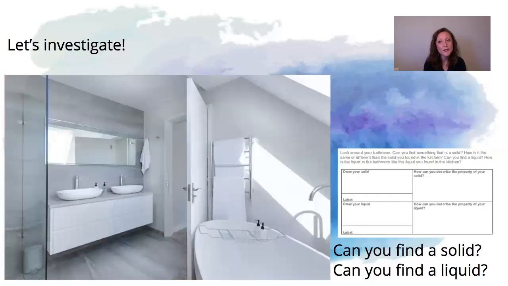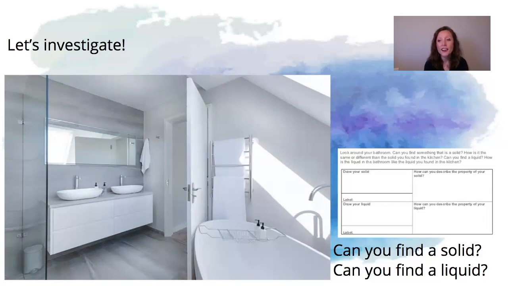Then we're going to move to the bathroom. Now you might think the bathroom, but really you're going to go investigate your bathroom. You're going to look around the bathroom and you're going to find something that's a solid. And you're going to think in your head, well, how is that solid the same or different than the solid that you found in the kitchen? You're going to draw a picture of the solid. You're going to give it a good label. Remember, you stretchy snake or tap out those sounds to write the word that gives it a label. And then you're going to describe its properties, and you can either write about those or you can tell about those.